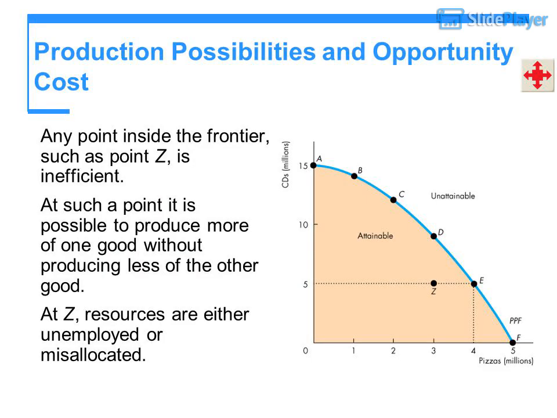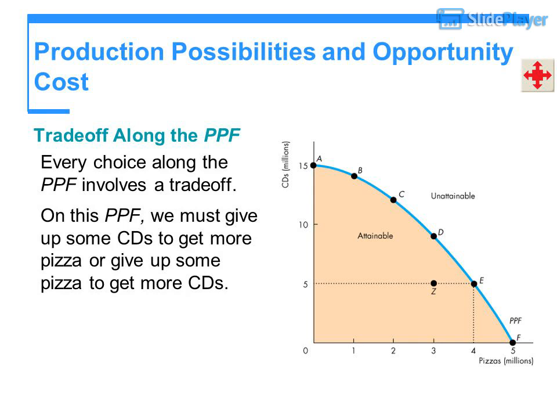Production possibilities and opportunity cost. Any point inside the frontier, such as point Z, is inefficient. At such a point it is possible to produce more of one good without producing less of the other good. At Z, resources are either unemployed or misallocated.